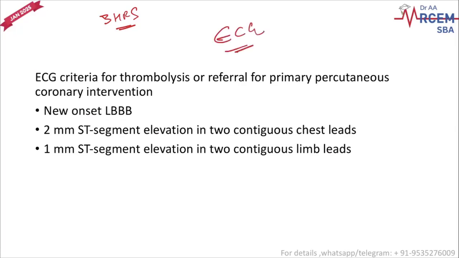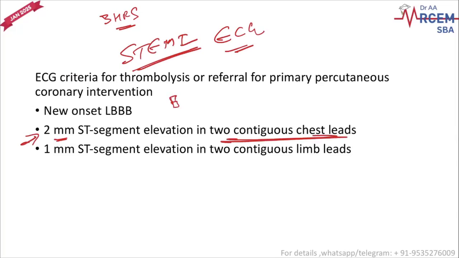By drawing the electrical activity seen in the heart, that is nothing but an ECG, you can make out whether it is an ST segment elevation myocardial infarction. There is a criteria; not just any ST segment elevation is considered an ST segment elevation myocardial infarction. If the ST segment elevation is more than 2 mm, that is more than 2 small boxes, in 2 continuous chest leads, then you can consider it as an ST segment myocardial infarction. In the limb leads, if it is more than 1 mm of ST segment elevation, then also you can consider this as an ST segment elevation myocardial infarction.